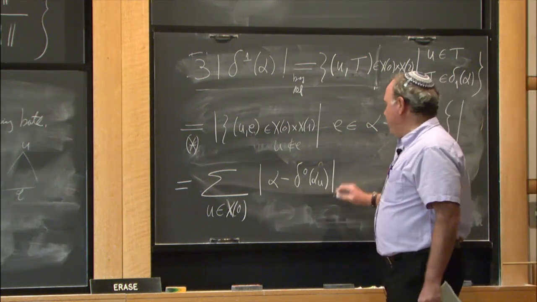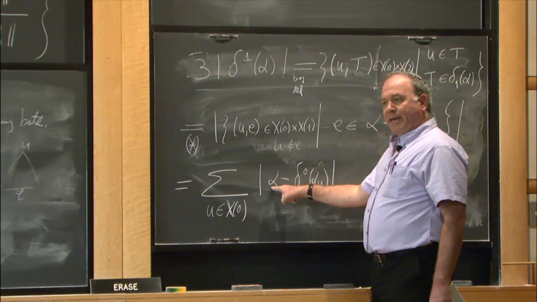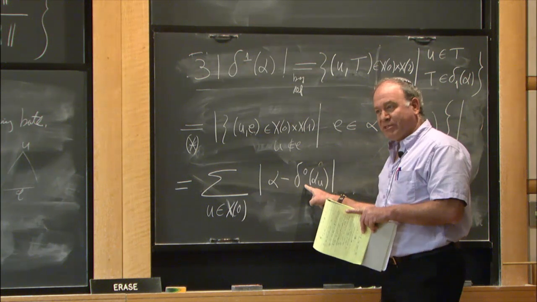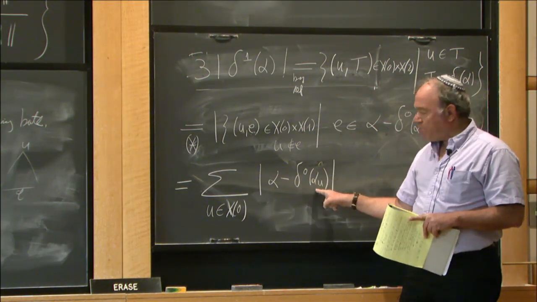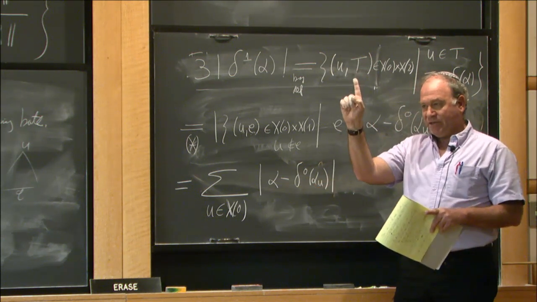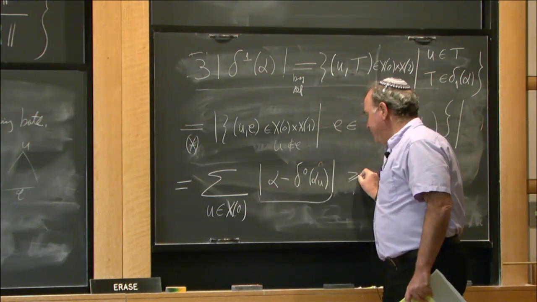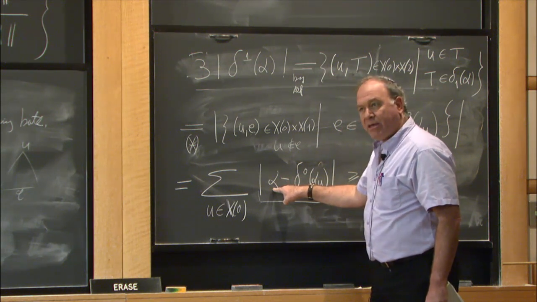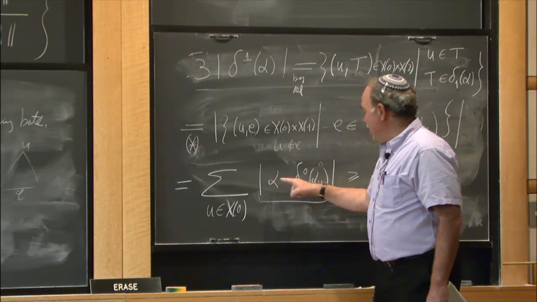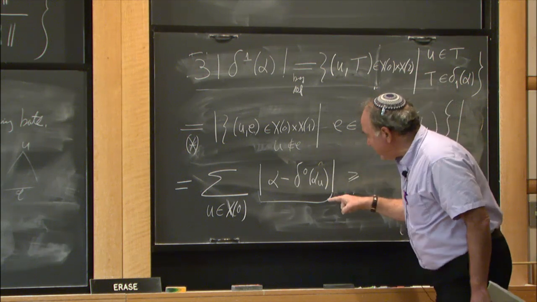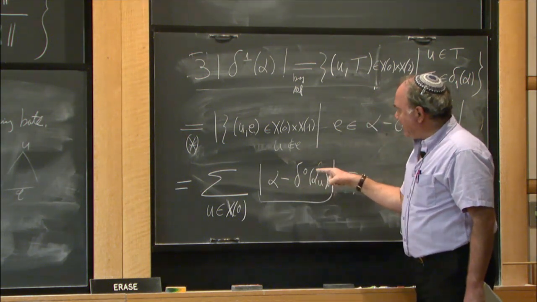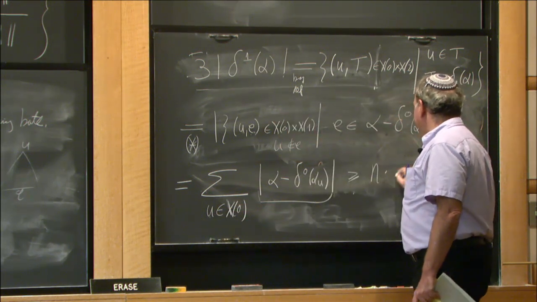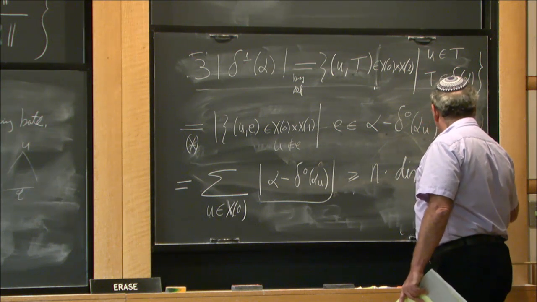But this is now what I'm doing here. Now think about it. I'm taking now alpha. And I subtract from it, or add to it, you know, it's mod 2, something which is in the coboundaries by definition. You see, this is a coboundary, because it's delta 0 of something coming from the vertices. So this number is another element in the coset of alpha, right? So the number of ones here is at least the distance between alpha and the boundary, and I'm going over all the vertices. So this is n times the distance between alpha and B1.